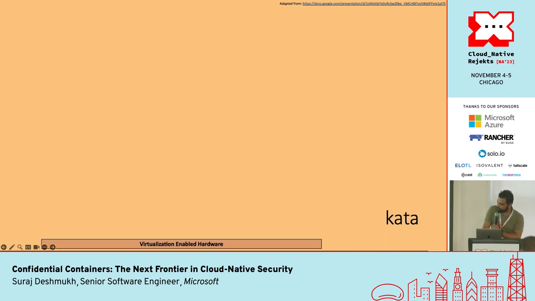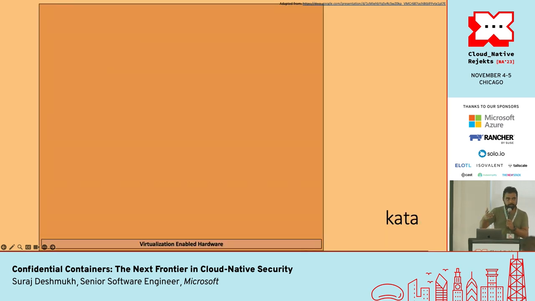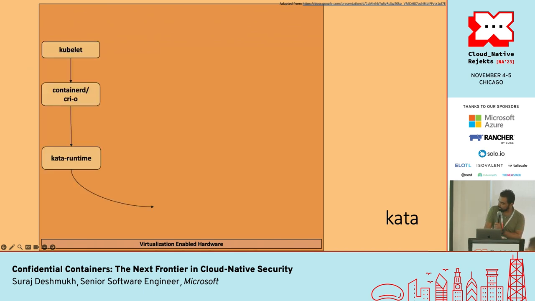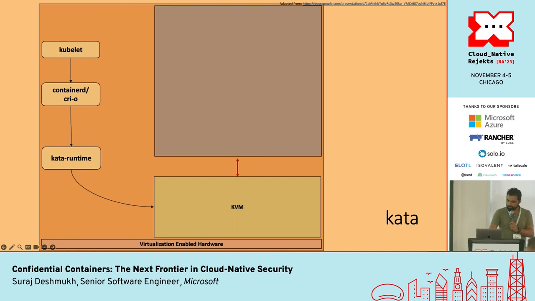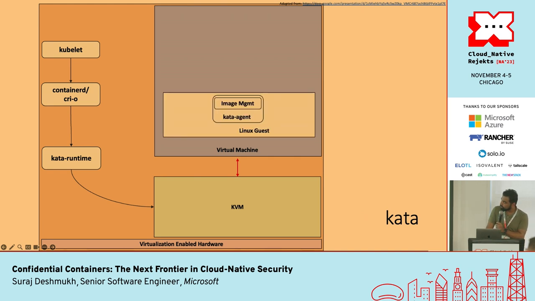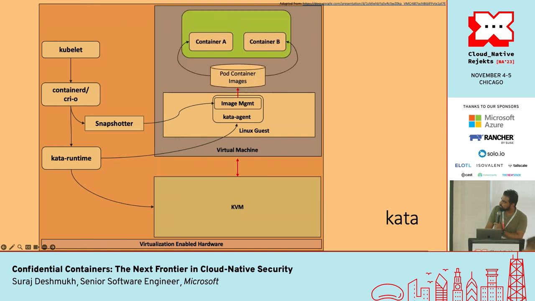But with Kata, the way it happens is you have to have hardware that has virtualization enabled. So you get the same request at Kubelet. Kubelet sends it to containerd, then to the Kata runtime. But this time, instead of using RunC, it will talk to KVM or whatever virtualization exists on that node. It will create a VM, a Linux guest, and every Kata machine has this thing called the Kata agent, which acts like an init process for that VM. And then the Kata runtime talks to the Kata agent to start containers inside, for which the image is pulled.